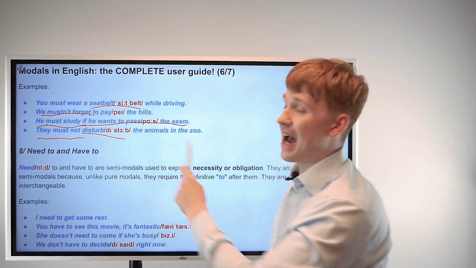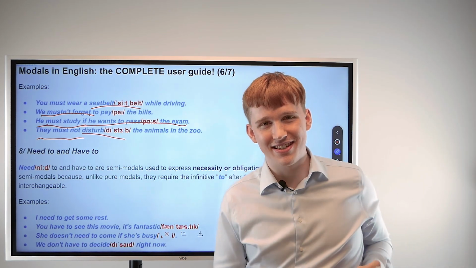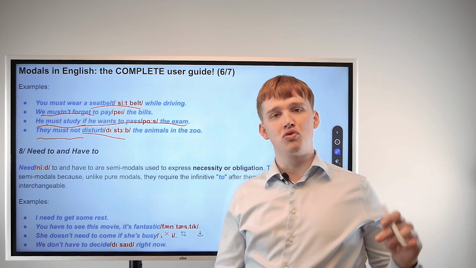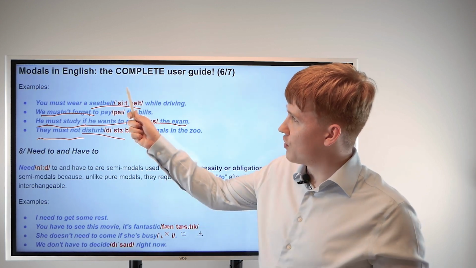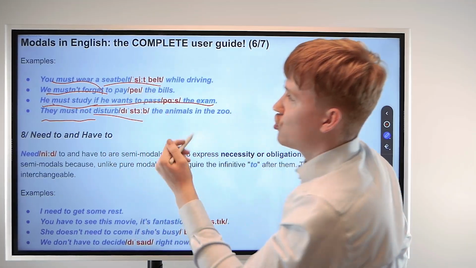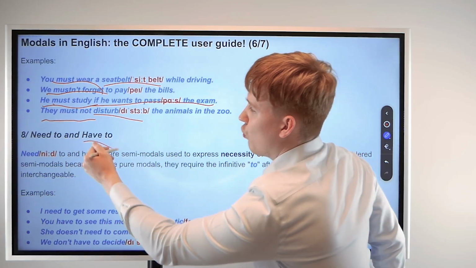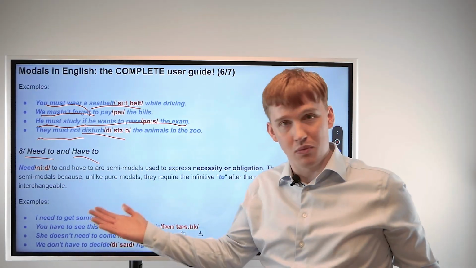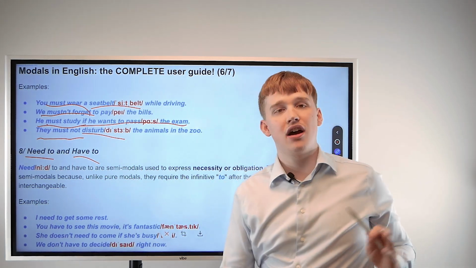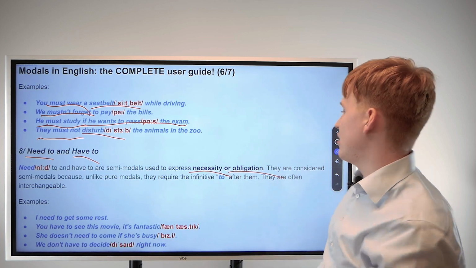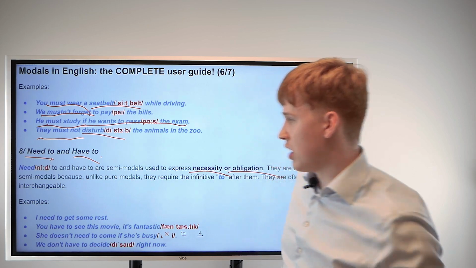Lovely. So, need to and have to. These ones here are a little bit different to the other ones. These ones are used with the to. So as you can see, as I said at the beginning, most of them, we don't say you must to wear a seatbelt. We just say you must wear a seatbelt. So here we actually use to again, in have to and need to. These are semi-modals, and they are used to talk about necessity or obligation. And they are semi-modals, as I just said, because we're adding the to in these.